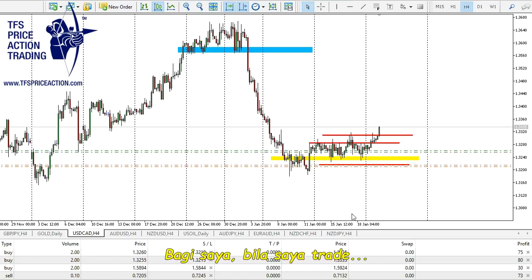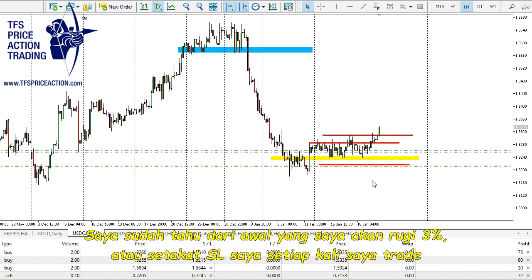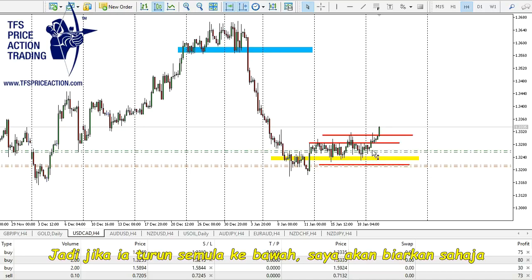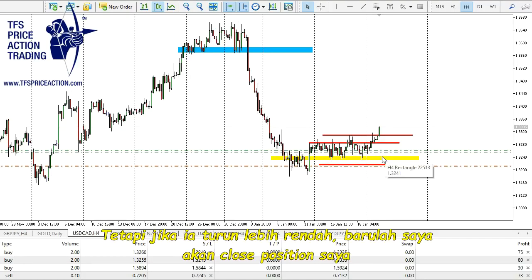So as for me, when I trade, I already know upfront that I'm going to lose 3% or up to my stop loss whenever I trade. So let's say if I already profit 20 or 30 pips, I won't set my stops to break even. So even if it goes back down, I'll just leave it open. But if it goes even lower, then only will I close the position.